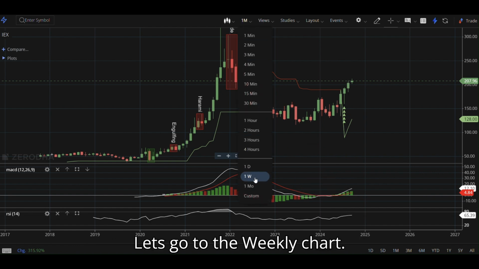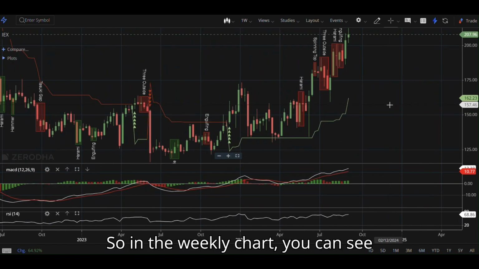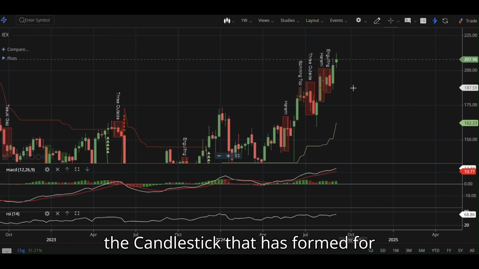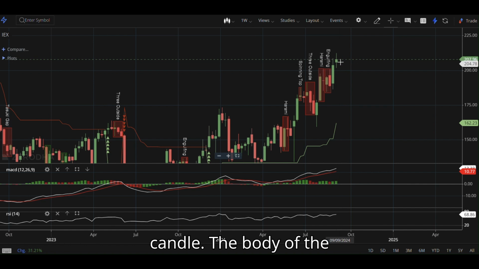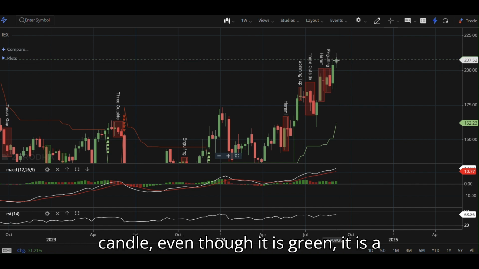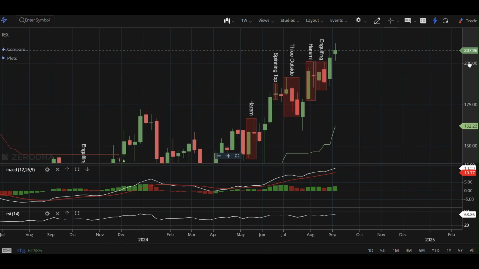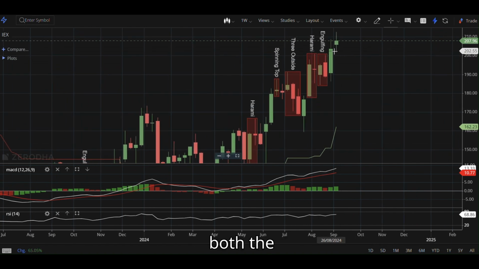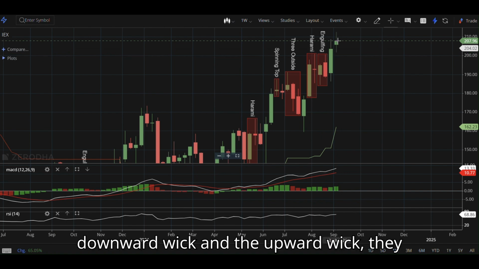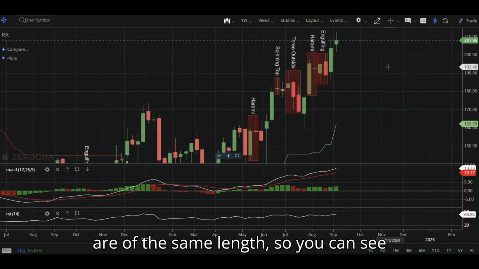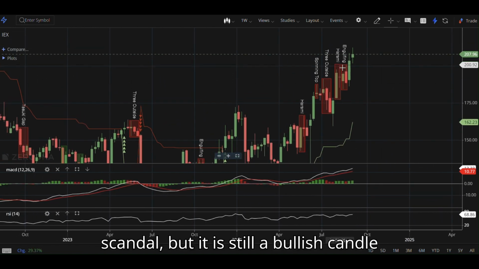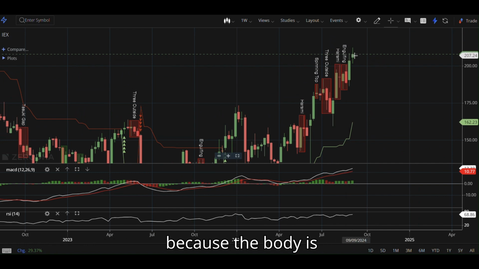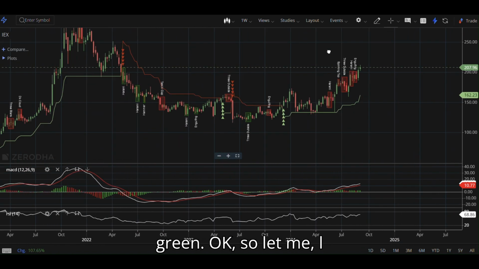Let's go to the weekly chart. In the weekly chart, you can see the candlestick that has formed for this week is kind of an indecision candle. The body of the candle, even though it is green, is small, and both the downward wick and the upward wick are of the same length. So this is an indecision candle, but it is still a bullish candle because the body is green.